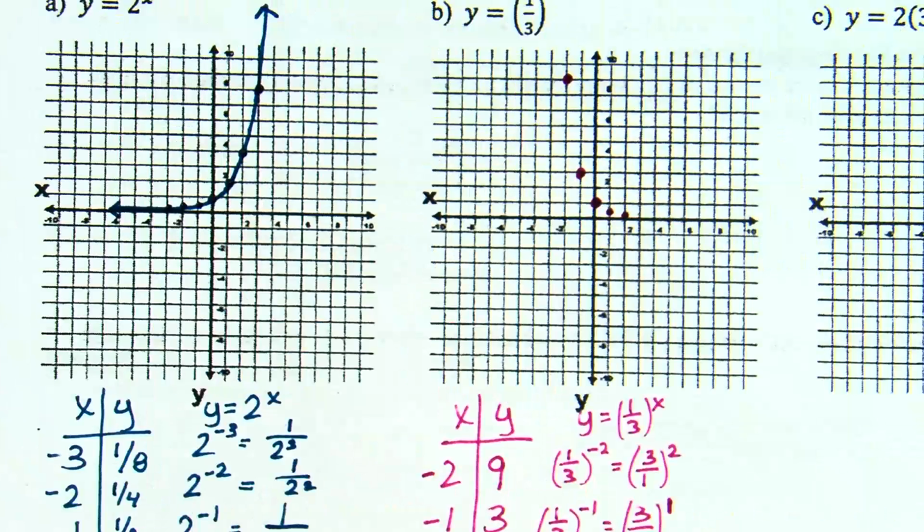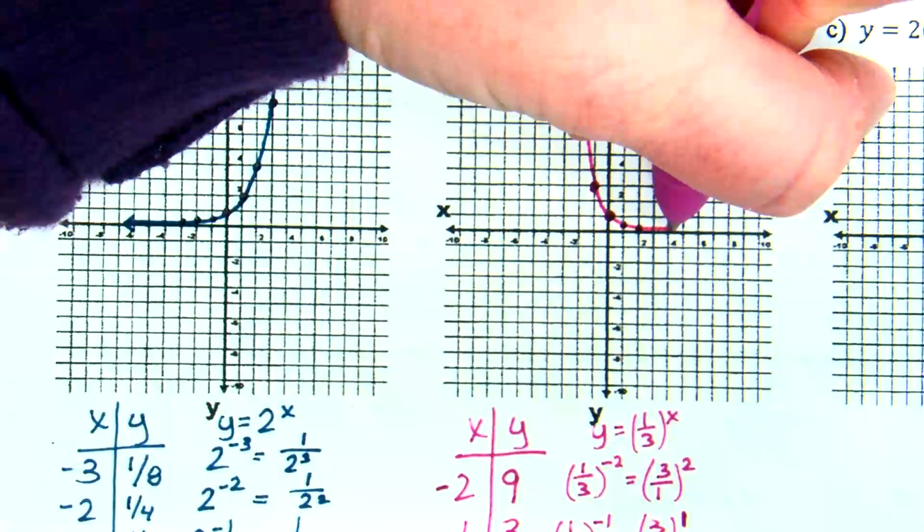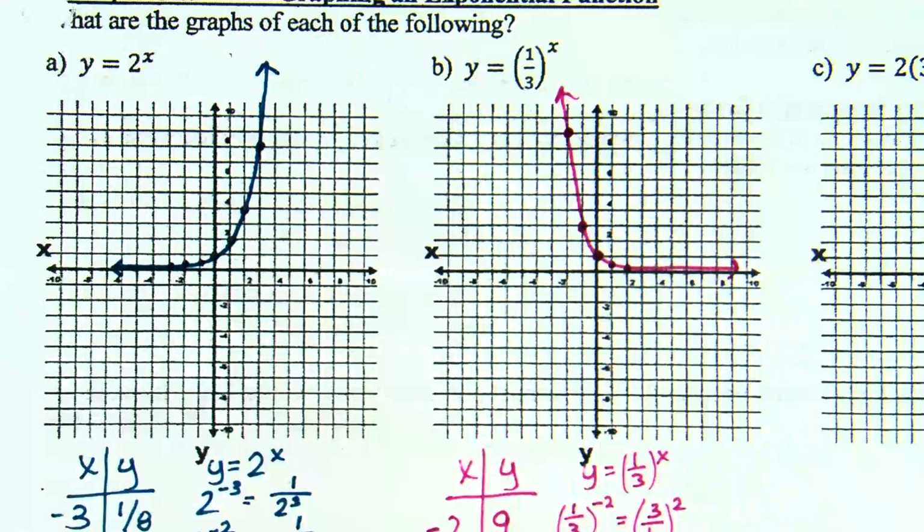Okay, again, it's not going to cross the x-axis, right? It's going to run alongside the x-axis. Getting closer and closer and closer, but never touching it. My graph is backwards, isn't it? Okay. Officially, this is a reflection is what it is.